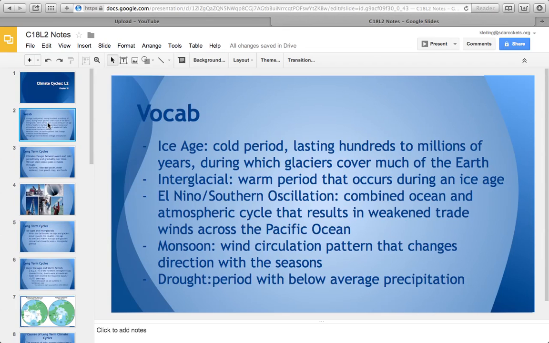El Nino and Southern Oscillation is a combined ocean and atmospheric cycle that results in weakened trade winds across the Pacific Ocean. Monsoon is a wind circulation pattern that changes direction by season. And drought is a period of below average precipitation.